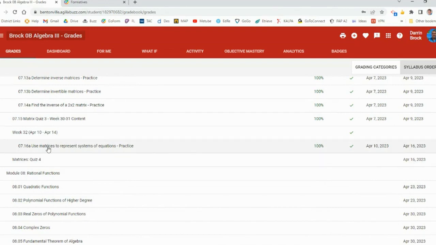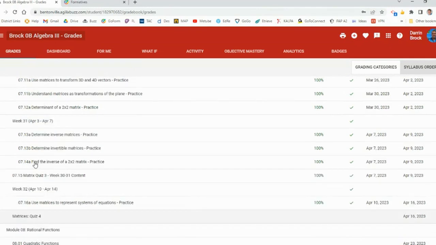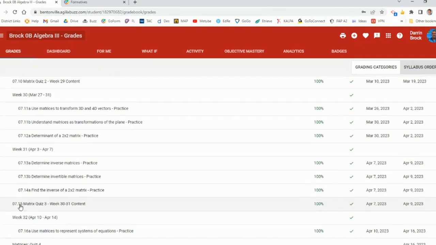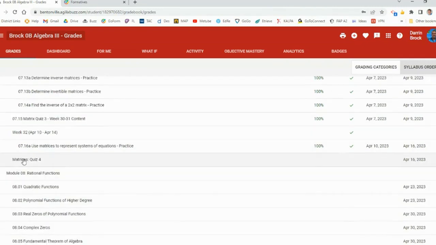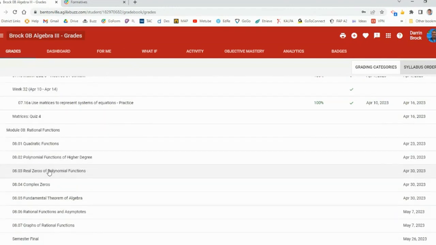The use matrices to represent systems of equations, that's the practice assignment in Khan Academy. And then we have the quiz 4 over matrices, and it is in Buzz here. I didn't give it a number, did I? These I gave a number. It doesn't need a number. It's the last quiz in matrices. And then we'll be starting rational functions. So we will finish with rational functions all the way down to our semester final down there.